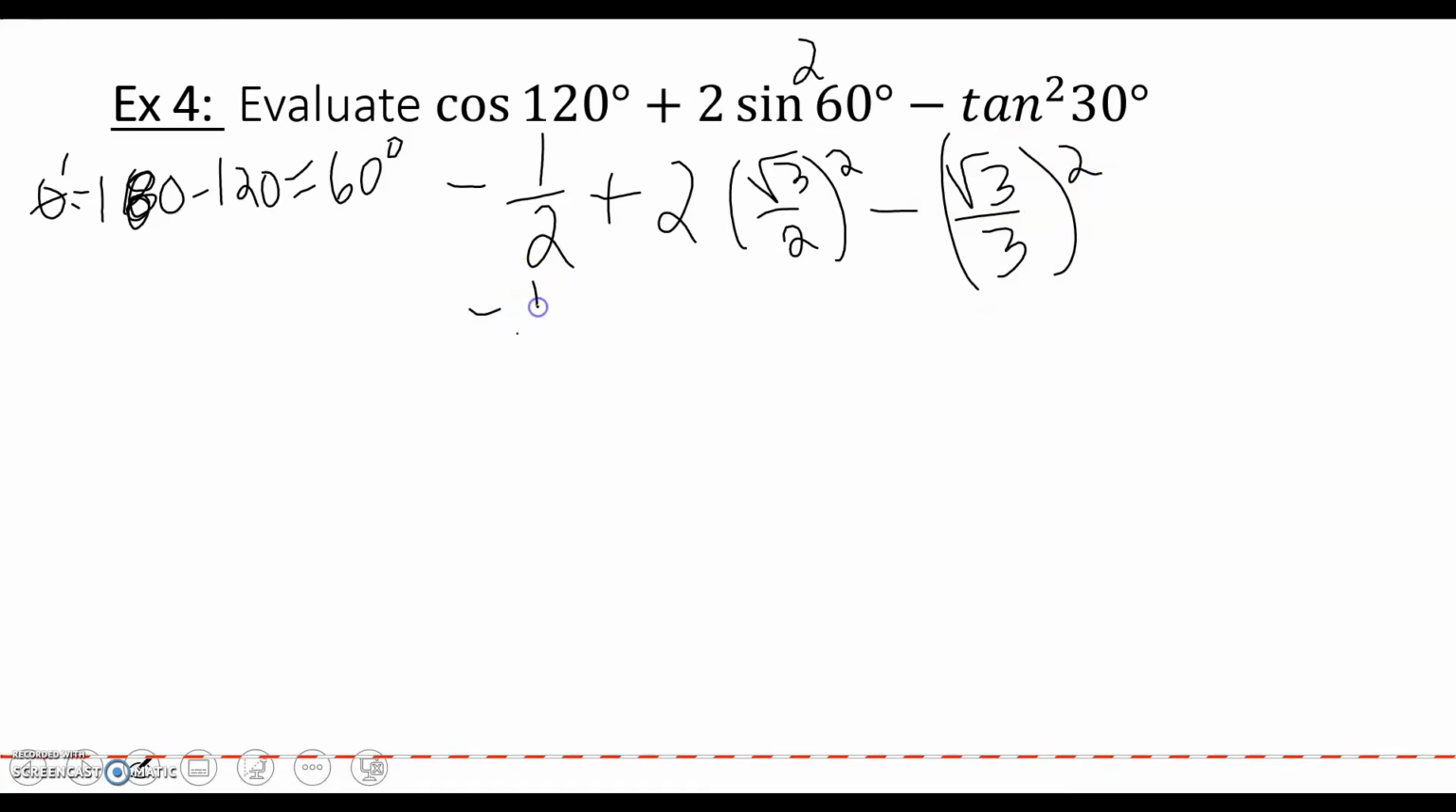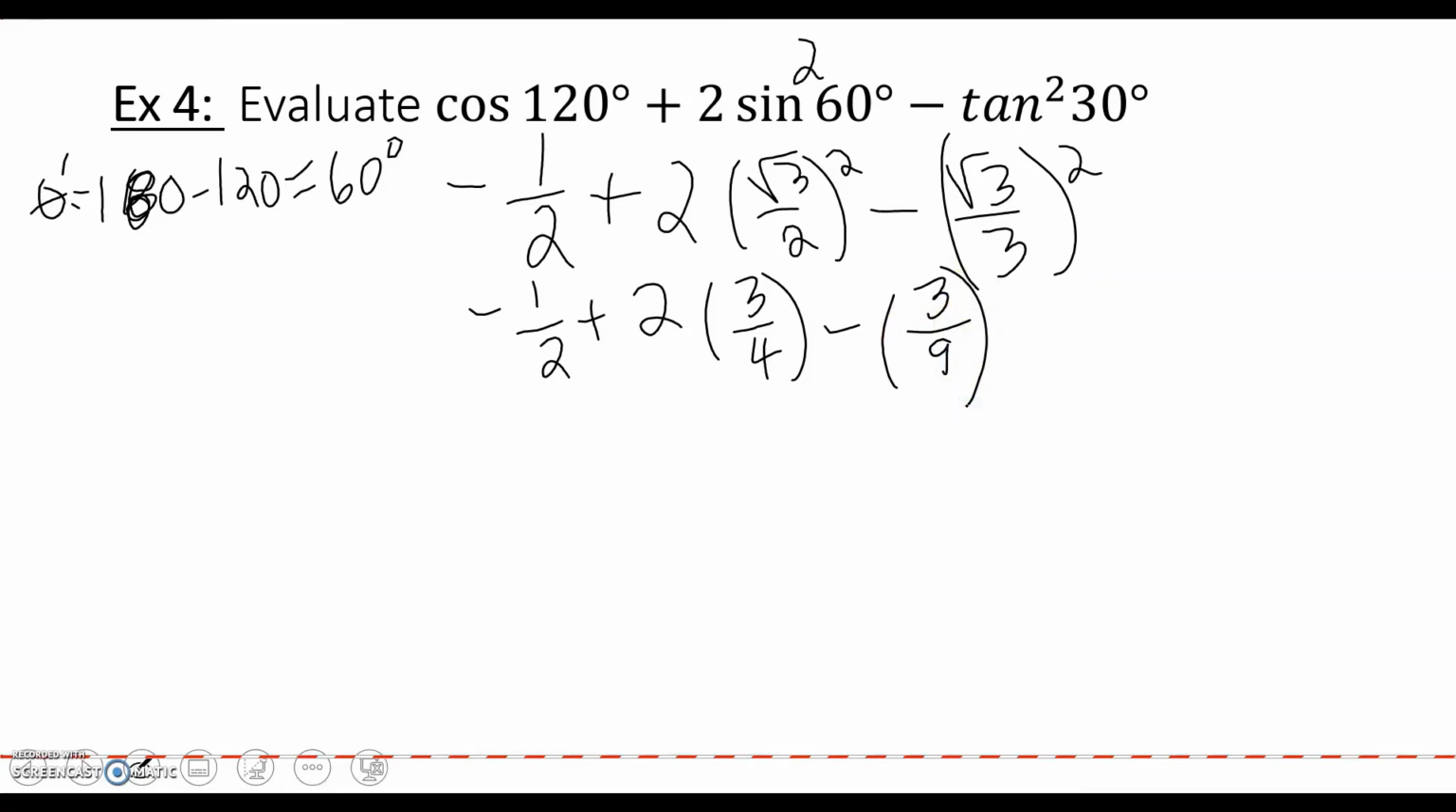So we have -1/2 plus 2 times the square root of 3/2 squared. If you square the square root of 3, you get 3. And if you square 2, you get 4. And then minus the square root of 3/3 squared. Square root of 3 squared is 3. And 3 squared is 9.